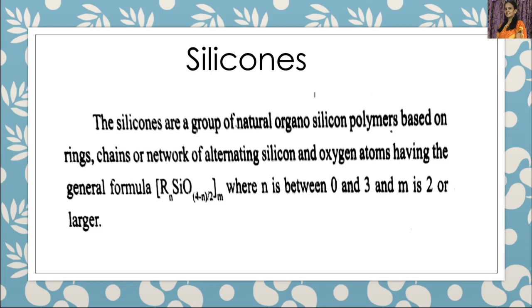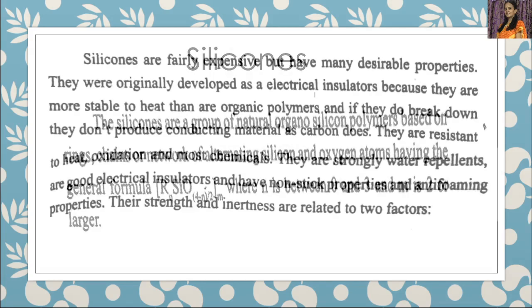So silicones are a group of organosilicon polymers. Organosilicon polymers in the sense organic moiety is present and silicon is also present here. They will have structures that are either rings, chains, or network solids, network silicones. So these are all different structures these silicones are having. We will discuss the classification of silicones now.